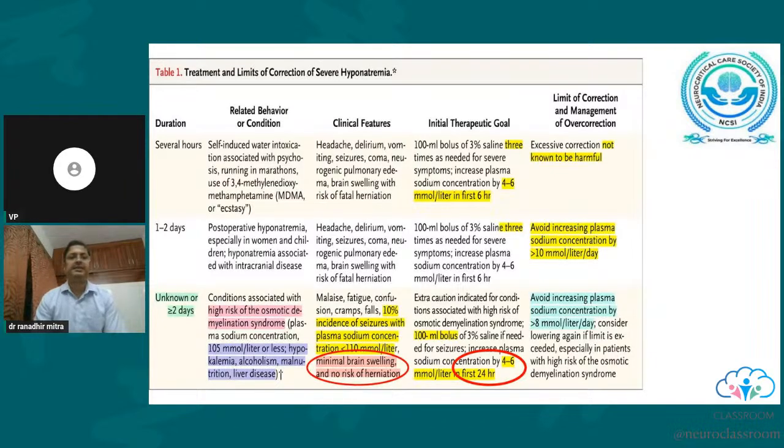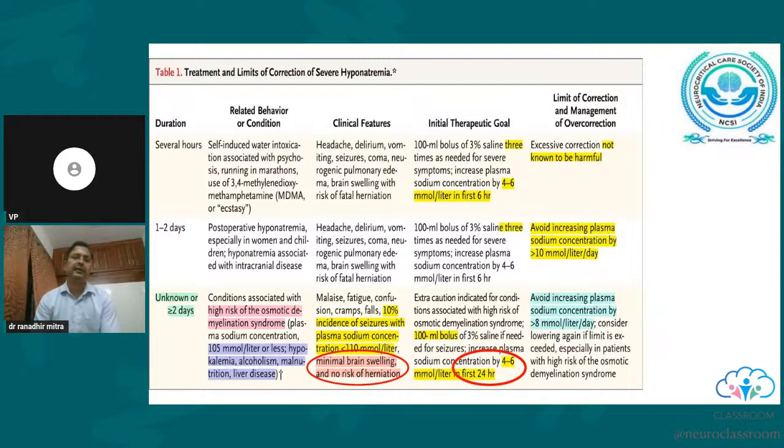So this is basically how we will correct. Like I said, in case of severe hyponatremia, you can correct 4 to 6 mEq in the first 6 hours by giving boluses of 100 ml of 3% saline. And if it is within 48 hours of presentation, you can give 100 ml of 3% saline three times a day, or you can give it as a continuous infusion as well.